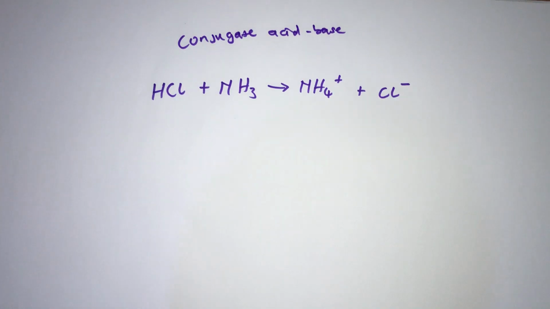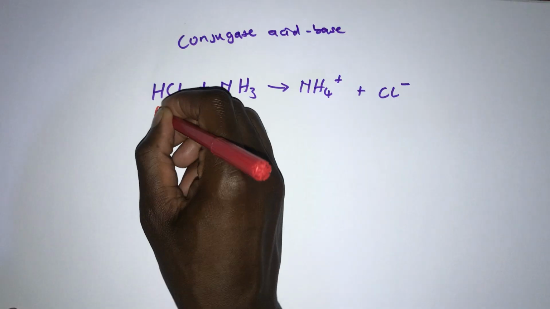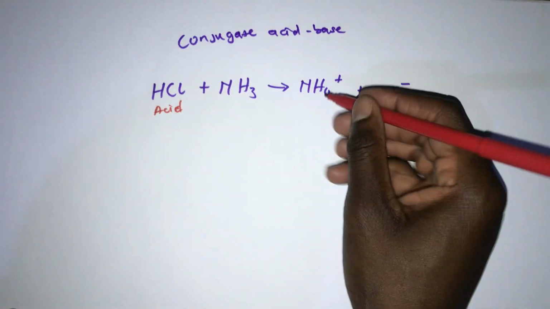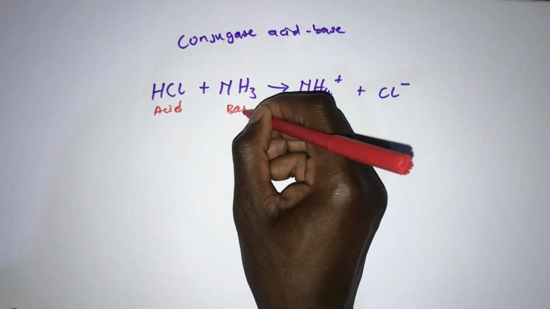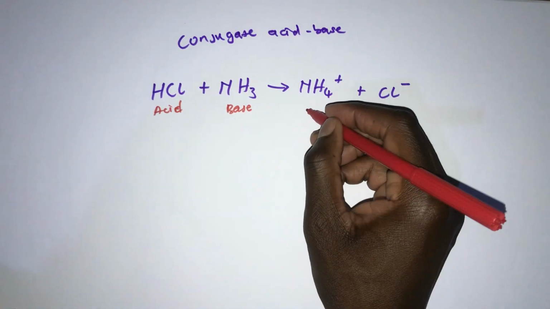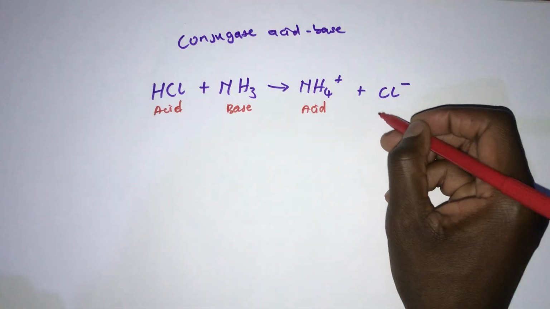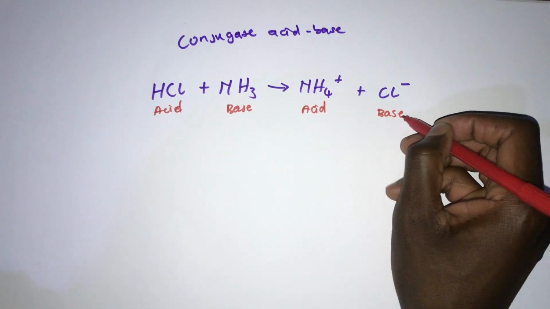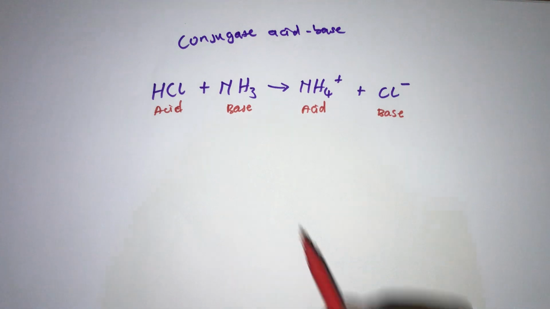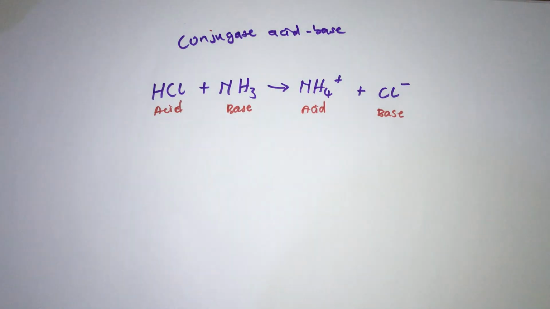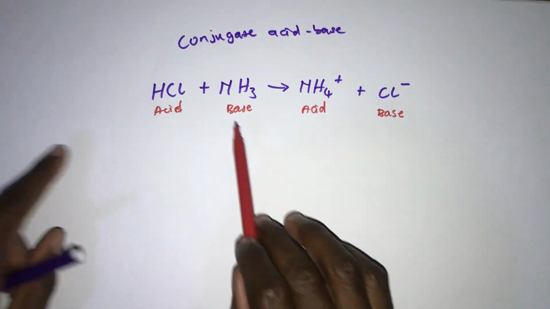So for a conjugate acid-base pair, we say this one is an acid, you check. This one is a base. This side, this one became an acid since it accepted the hydrogen, and then this one became a base. So once we say this one is a conjugate acid of this one, or this one is a conjugate pair of this one, we are saying, let's check now.